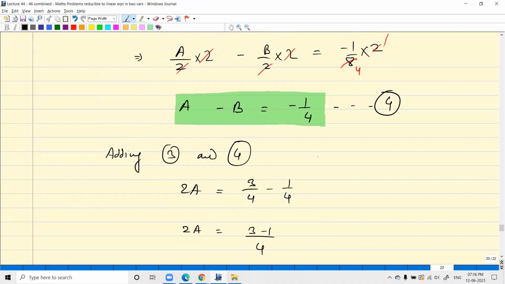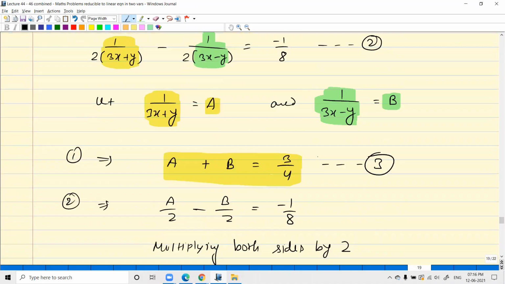What is our A? 1 by 3x plus y, right? A is 1 by 3x plus y. So we'll take this value and make it equal to 1 by 4. And this one will make it equal to 1 by 2.